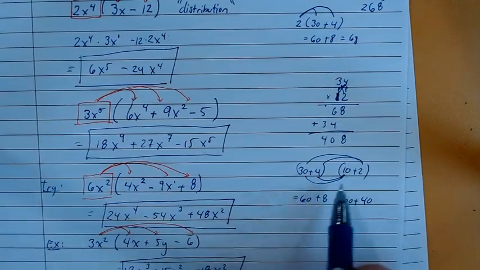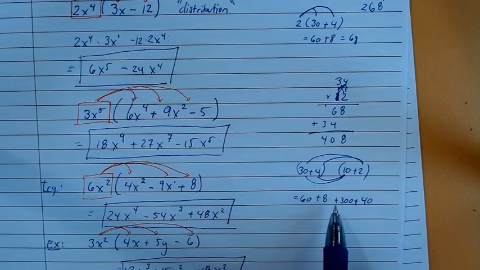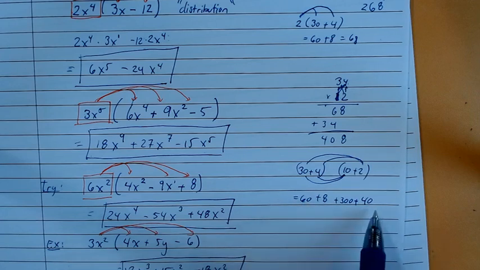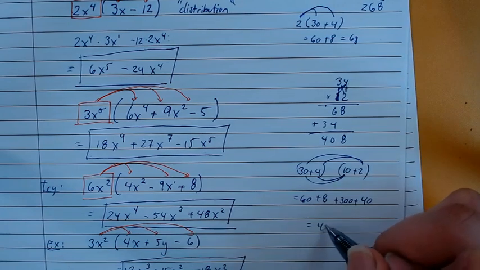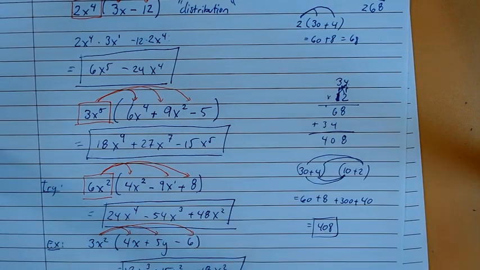But then once I've multiplied all of those by distributing, what do? Well, I add everything together. 300, 60, and another 40. Well, that's 400. 400 plus 8. That's 408. Like that, yeah?